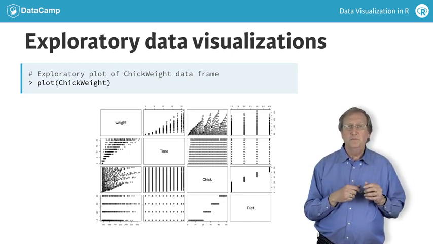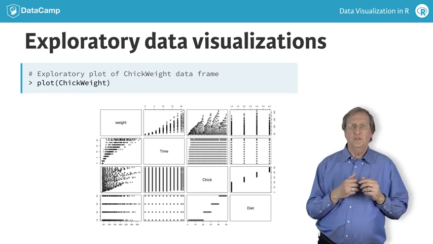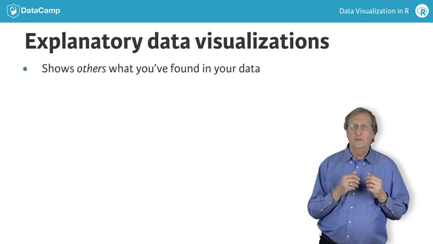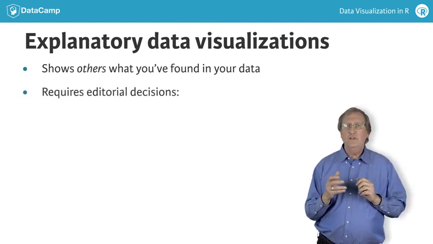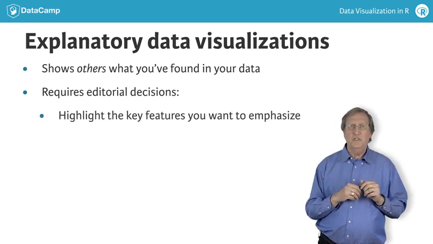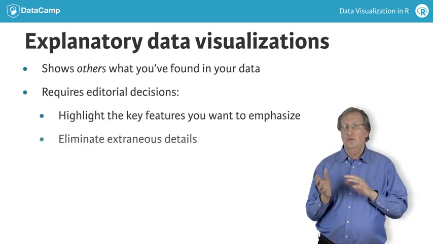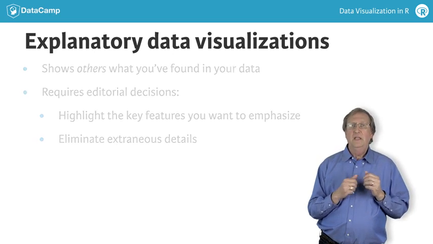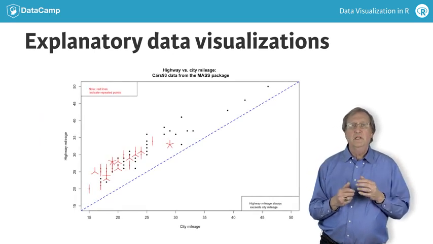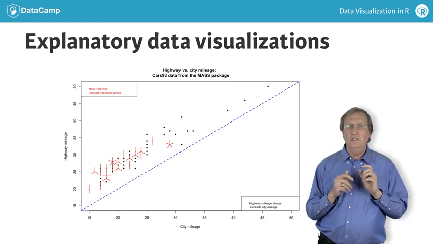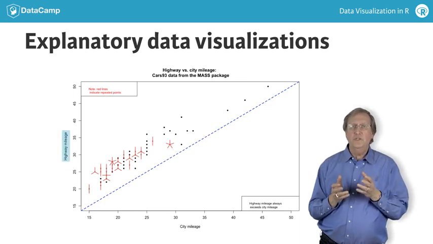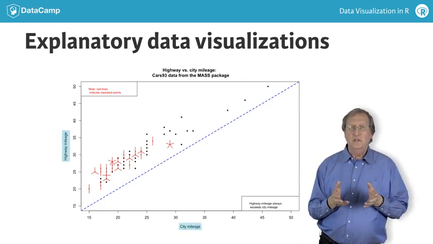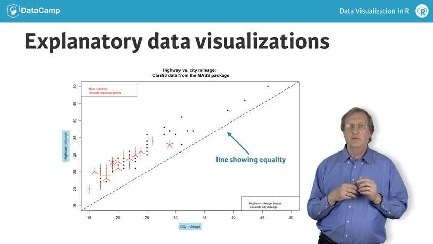Explanatory data visualizations show others what you have found in the data. This means you must make editorial decisions. What features do you want to highlight for emphasis? What features are distracting or confusing and should be eliminated? Here is an explanatory plot constructed from the Cars93 data frame in the MASS package, emphasizing that highway mileage always exceeds city mileage using techniques like reference lines and sunflower plots that you will learn about in this course.